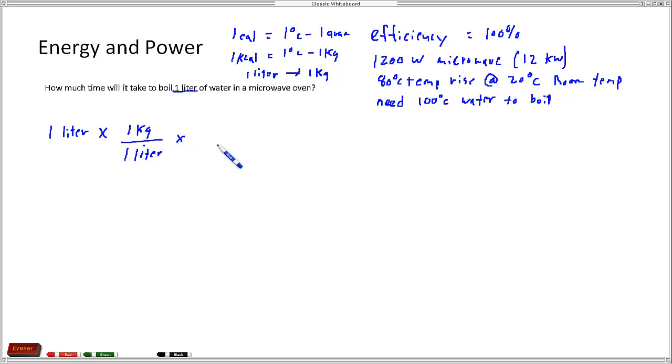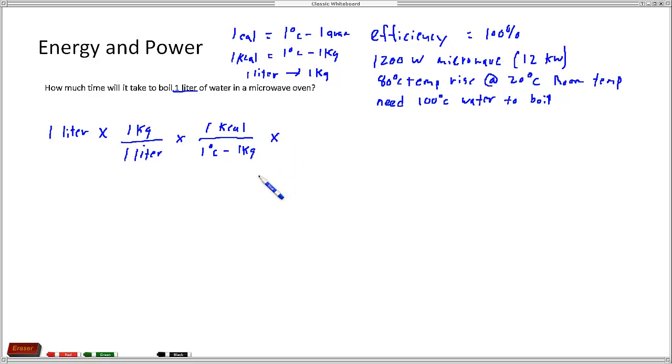Another thing we can do is relate the kilocalorie to the temperature we're going to need and the amount of water that we have in kilograms. So we can come up with an equation that says 1 kcal over 1 degree C 1 kilogram is a conversion, because 1 kilocalorie is the same as a 1 degree C temperature rise of 1 kilogram of water. This is going to help us cancel out our kilograms here.